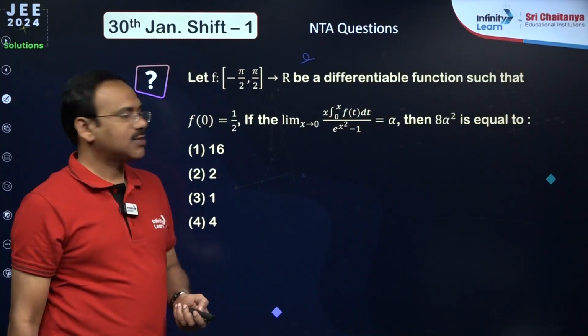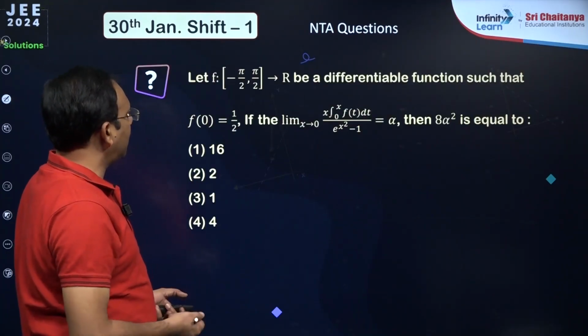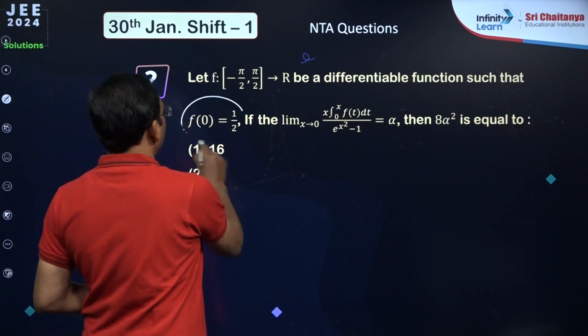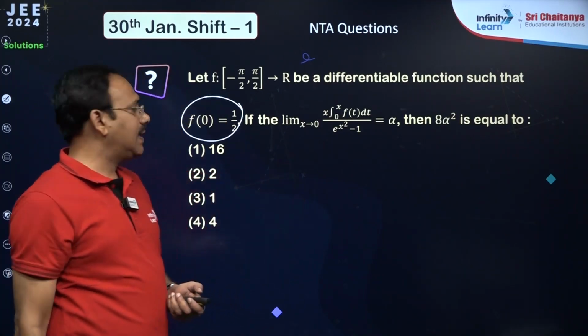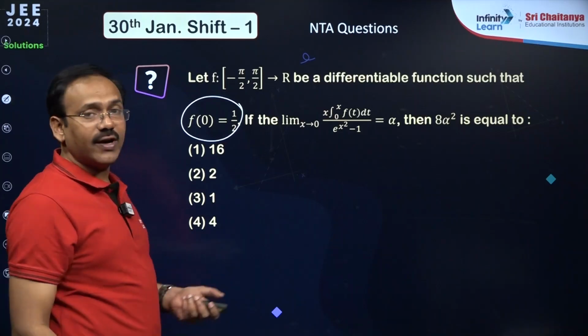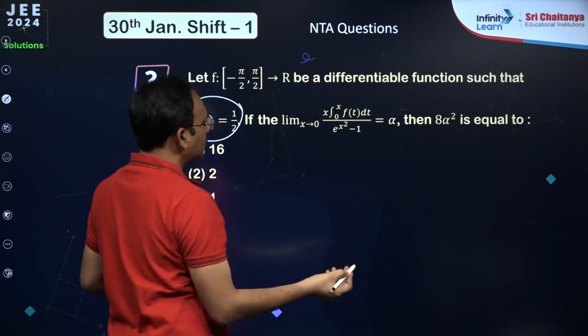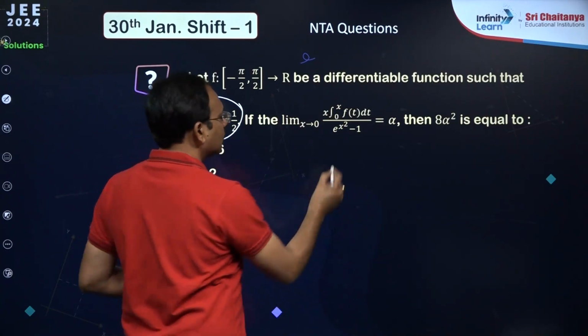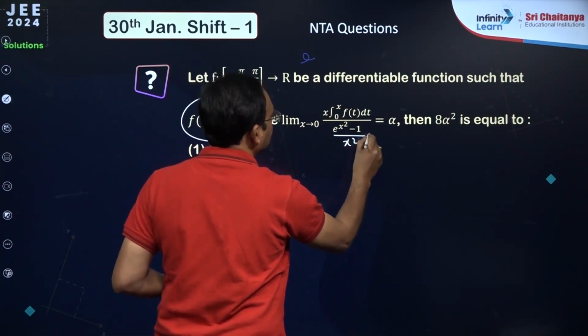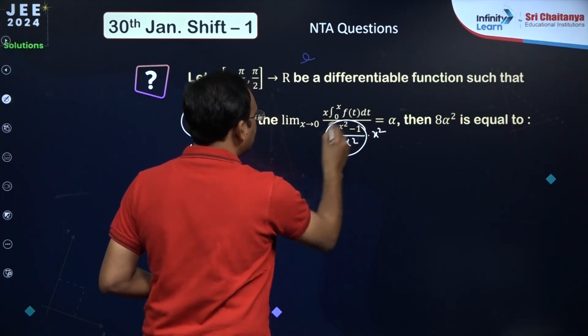The next question, dear students. So, f is a function given and f of 0 is 1 by 2 is given. I want to find this limit is given as alpha, 8 alpha square I need to find. If you put limit x tends to 0, it is going to be 0 by 0. So, you just arrange here like x square and x square here, this becomes 1.